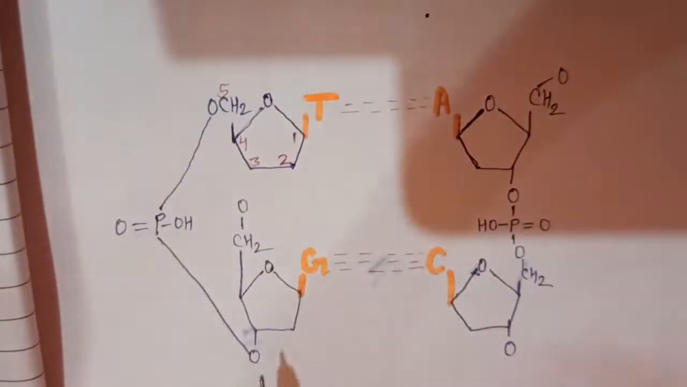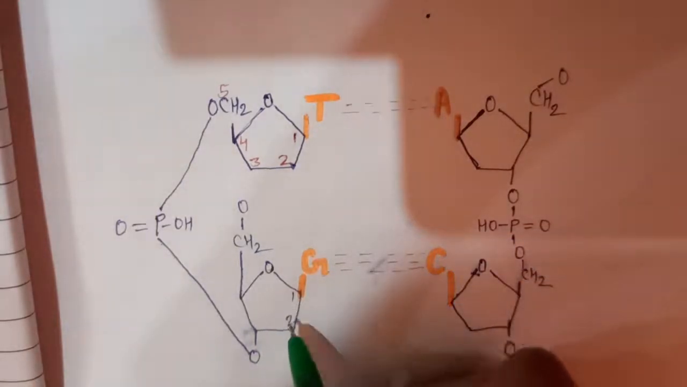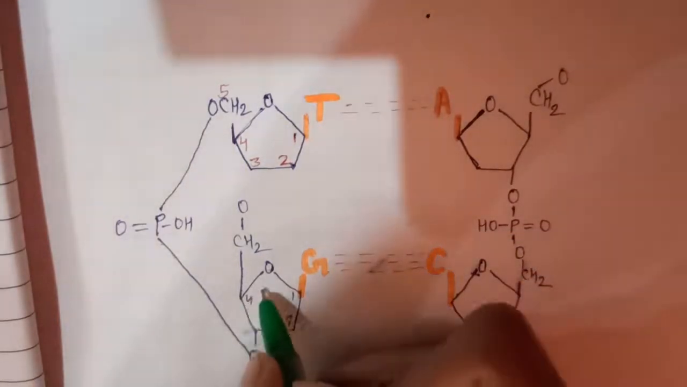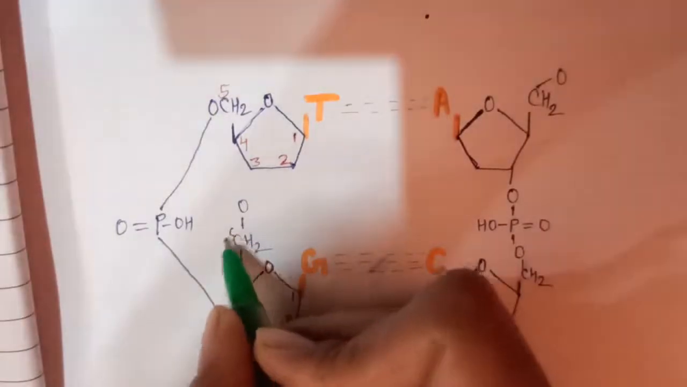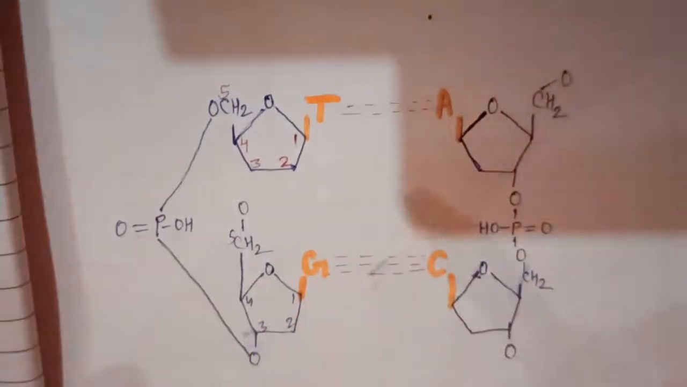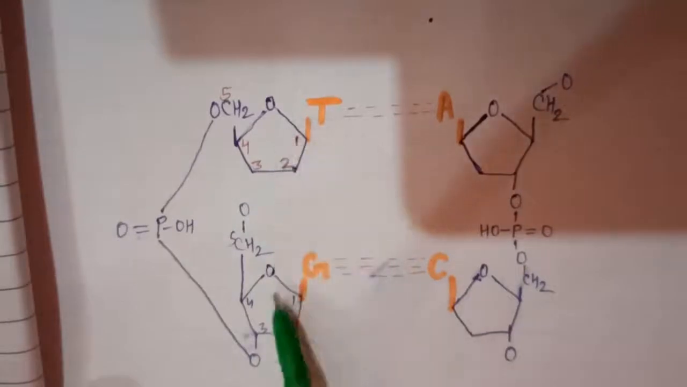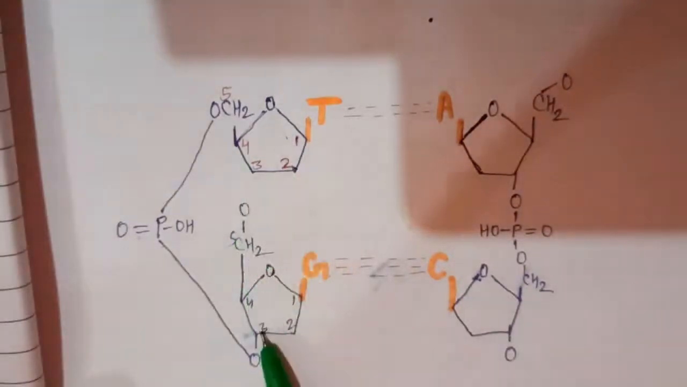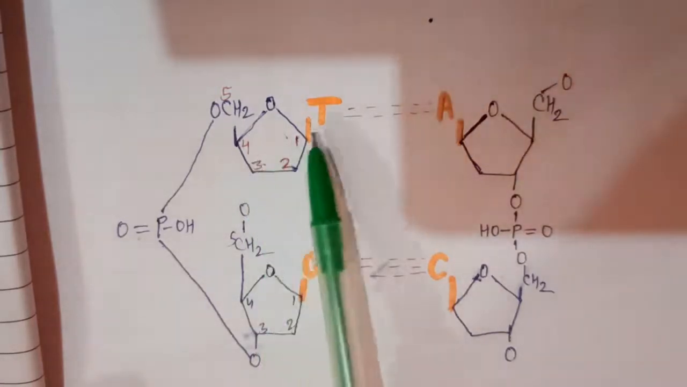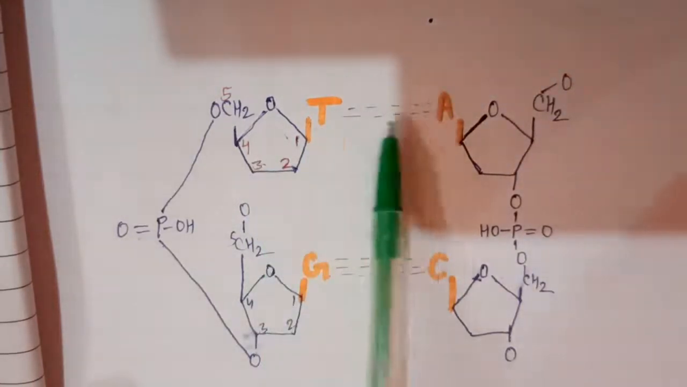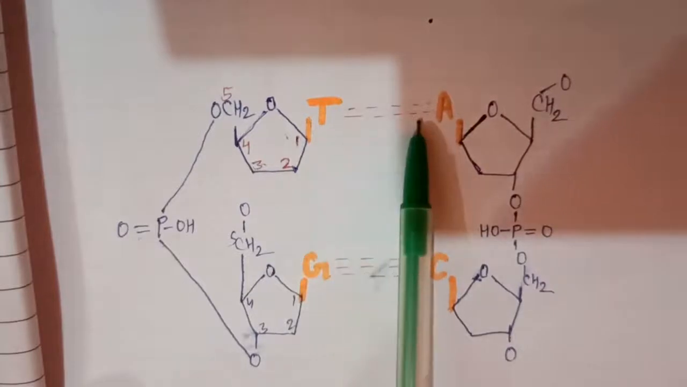Okay, and this is first position, this is second, third, fourth and fifth carbon. Okay, so now let's understand how these nucleotides are attached with each other and how a polynucleotide chain will be formed, and then the nucleoside will be formed from that. Okay, so a polynucleotide chain will be formed first by formation of bonds like this.